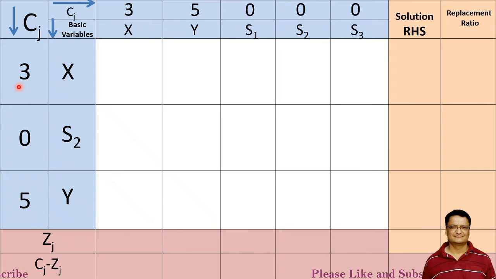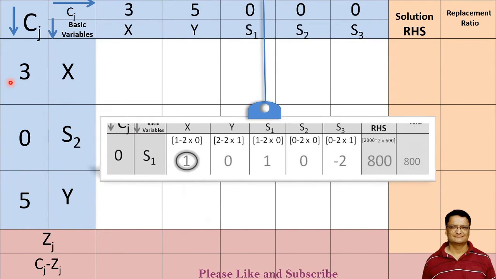Now we have to repeat the procedure that we have done previously. So what I am doing is pulling this key row from the previous table. S1 was the departing variable, and this one was our key element from the previous table.